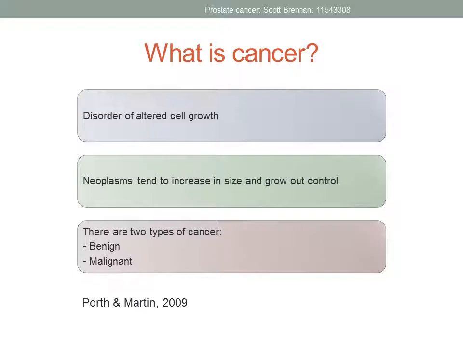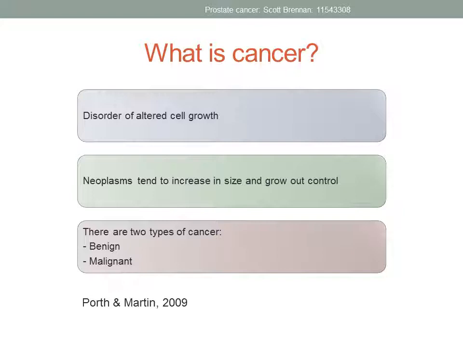Cancer is a disorder of altered cell growth and differentiation. Neoplasms tend to increase in size and often continue to grow after the initial stimulus is gone. Unlike normal tissue growth, neoplasm growth is unstructured and out of control. There are two types of cancer.